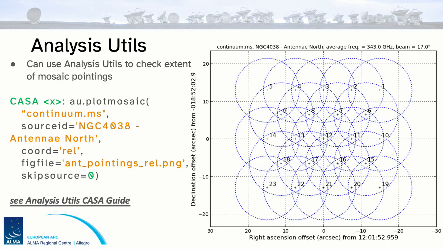Another way that you can check the extent of your mosaic is using Analysis Utils. Analysis Utils is available for download as a Python package, and that can be imported into CASA. Here I am showing the results of the plotmosaic command in Analysis Utils, and I have chosen to use relative coordinates for determining the field of view extent. If you are interested in using Analysis Utils, more information can be found in the CASA guides.